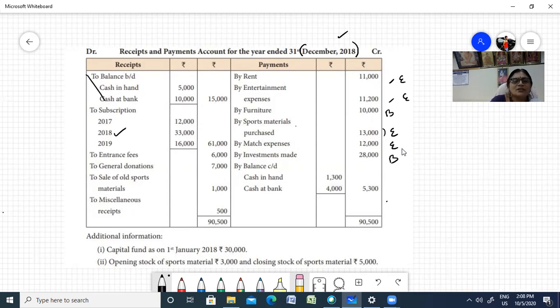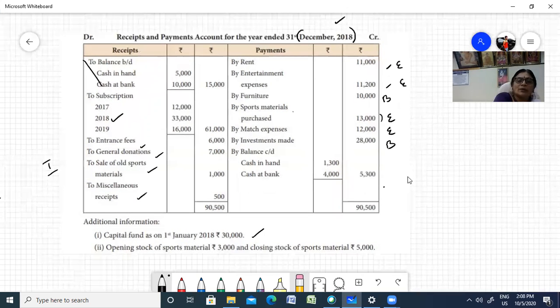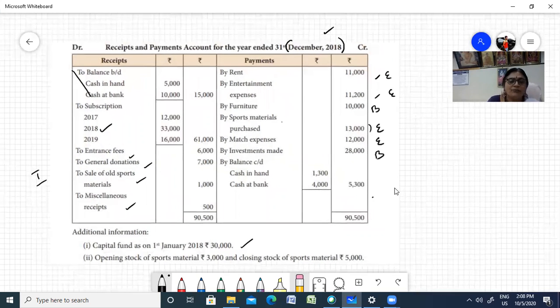Then entrance fees, you have 6,000, yes, it's going to appear. Then a general donation, yes. Sale of old furniture, yes. Miscellaneous receipts, yes. It's going to go to your income side, fine. Now they have given you some details, capital fund. So they've given you capital fund, we are very lucky, we need not find that, isn't it? For opening balance, they've given you the capital.